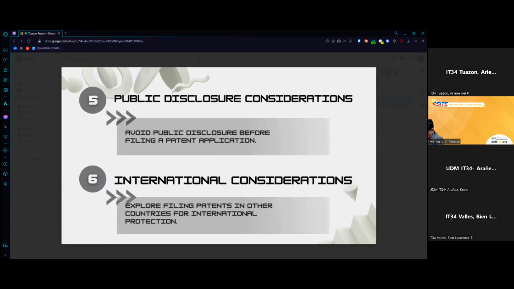Fifth is public disclosure considerations. Be cautious about public disclosure before filing a patent application, as some jurisdictions have a first-to-file system. Public disclosure may limit your ability to obtain a patent. Sixth, international considerations. If seeking international protection, explore the process for filing patents in other countries through national or international patent offices.